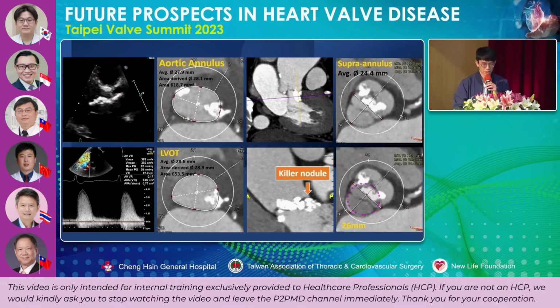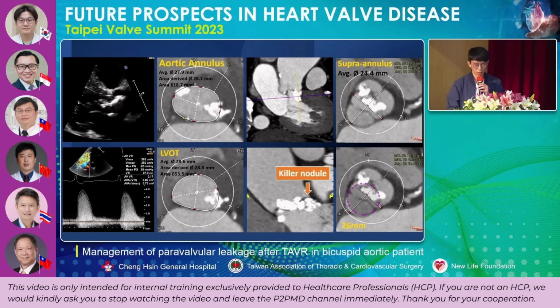So the patient has a type 1 bicuspid aortic valve with left and right fusion raphe. Usually the anchor point is located at the supra-annulus plane. By using the WEST measurement, the supra-annulus intercommissural diameter is 29.5, and the leading edge from the aortic wall to the calcified raphe is 19.3. So the average diameter is 24.4.